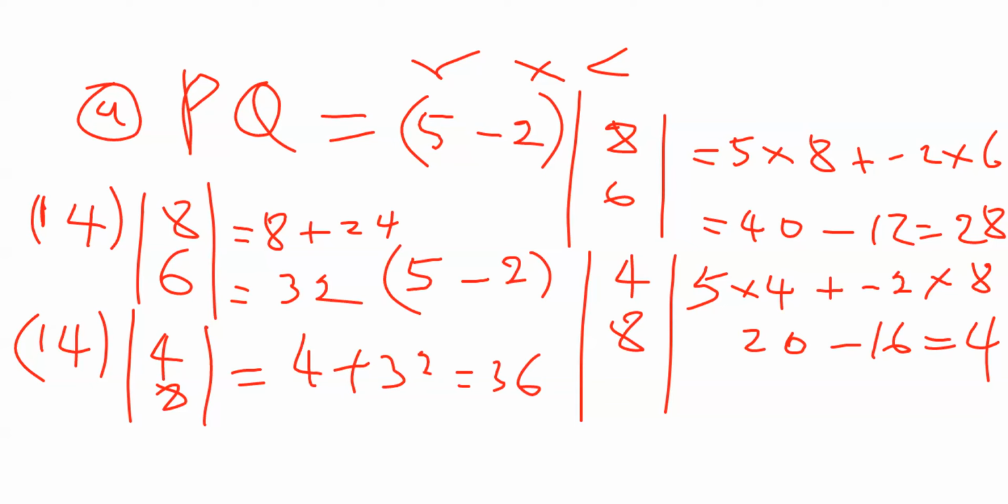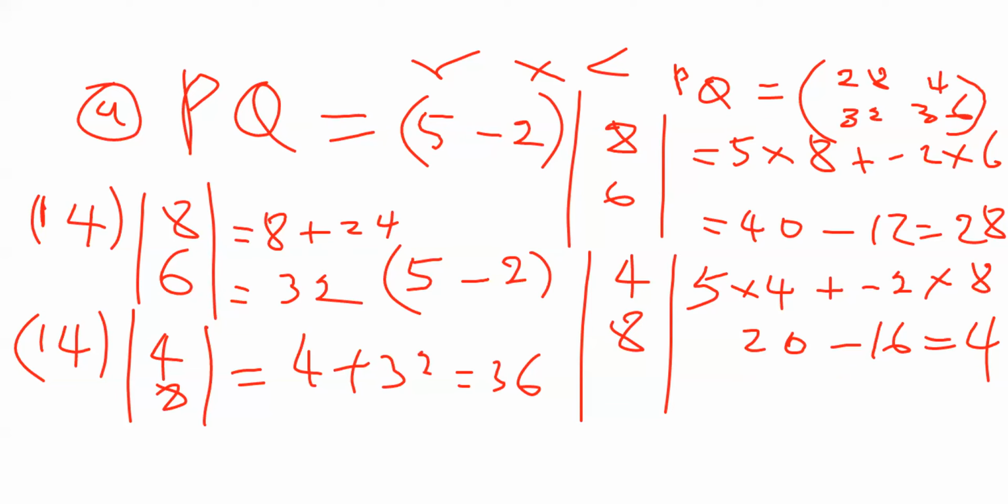So in simple language, PQ will be equal to 28 and 4 and 32 and 36. Did you understand? Yes. Okay. We leave it like that.